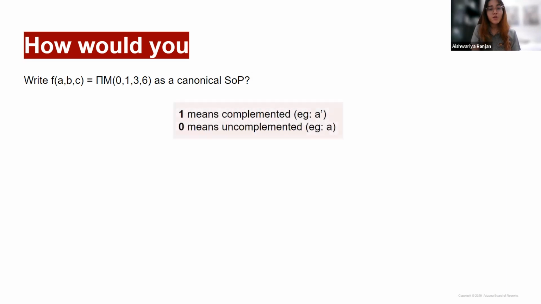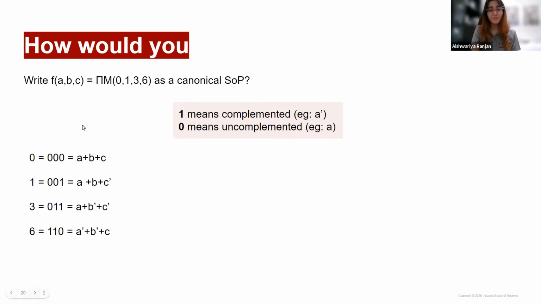Okay, so now for when you have to find the product of sums, the zeros and ones take an opposite meaning. So 1 over here means complemented, for example, A bar, and 0 means uncomplemented. So if you expand your digits over here into 3 bits again, because the question asks for f of A, B, C, zeros would be uncomplemented. So you would get A, you would get B, and you would get C for these 3 zeros.